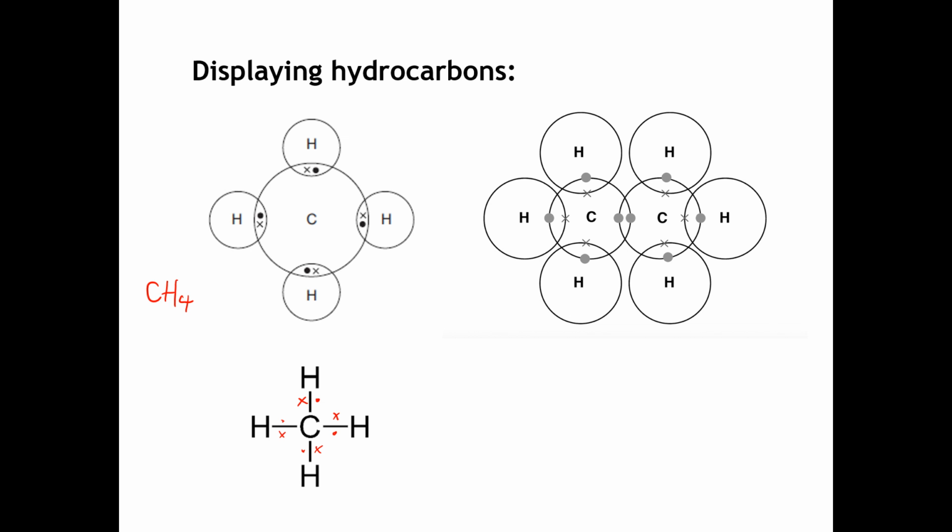Okay, welcome back. So if you said C2H6 for ethane, give yourself a pat on the back. And here is the displayed formula for that molecule, for ethane. Again, if you did that right, give yourself a pat on the back, and we'll move on.